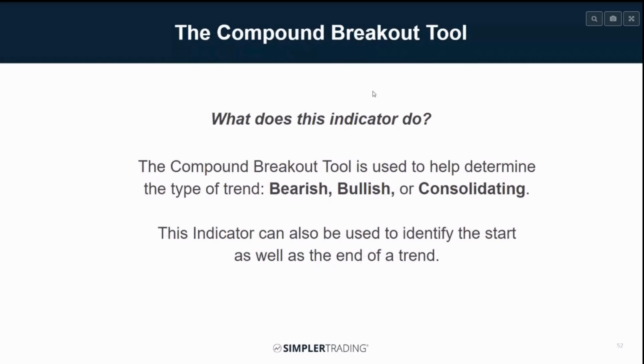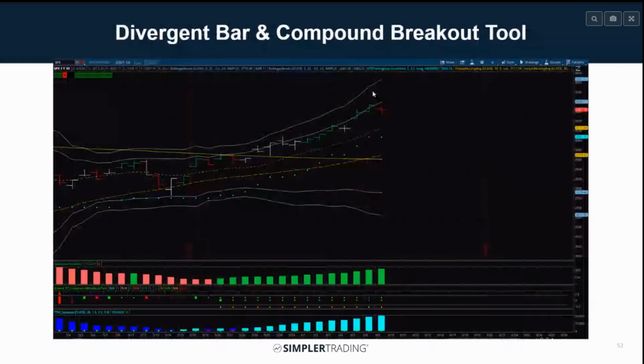What does the compound breakout tool do? Well, the compound breakout tool is used to help determine the type of trend: bearish, bullish, or consolidating. And the indicator can also be used to identify the start as well as the potential end of that trend. So when combined, these can make for a really great setup.